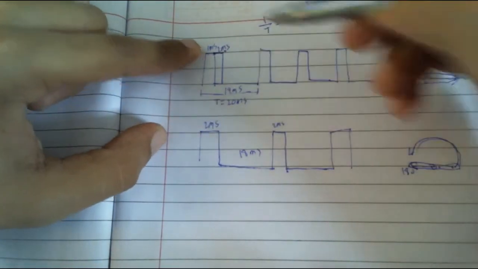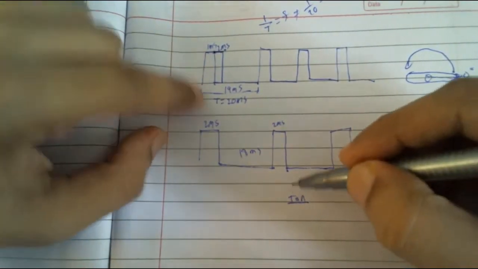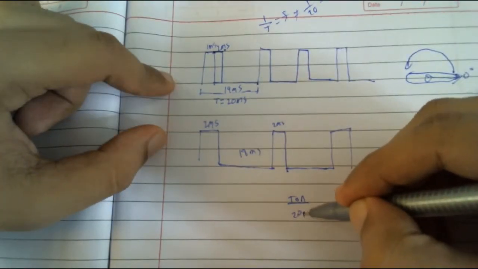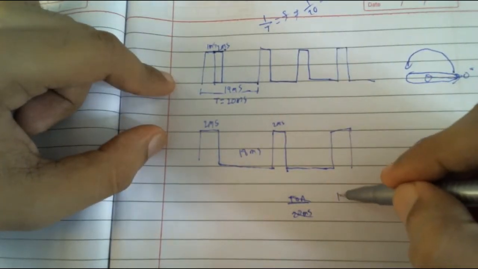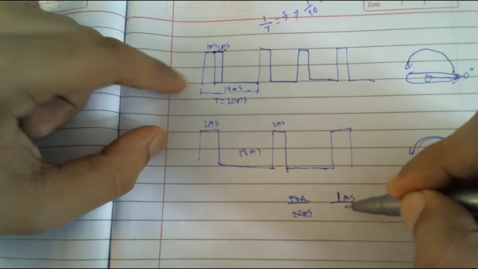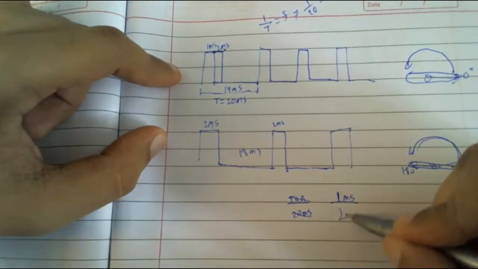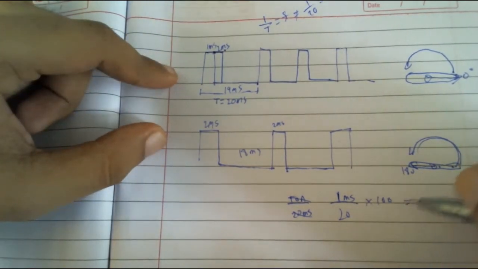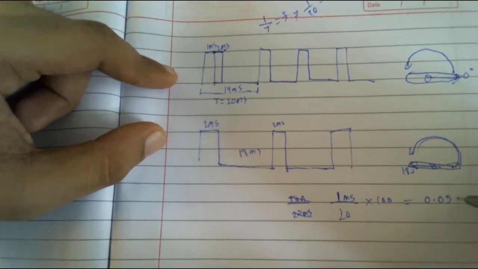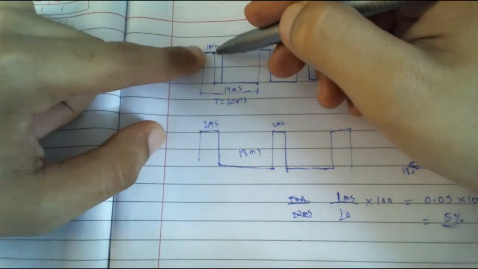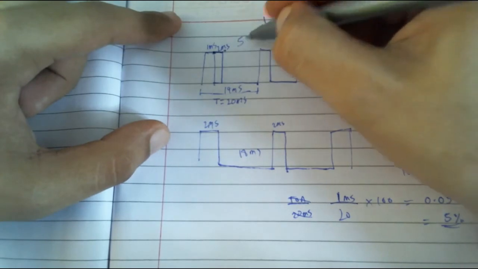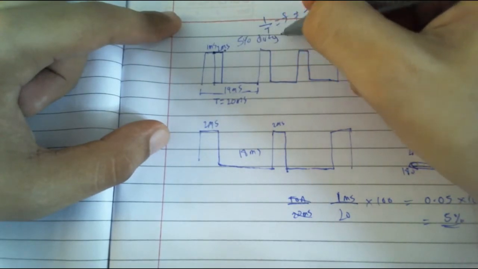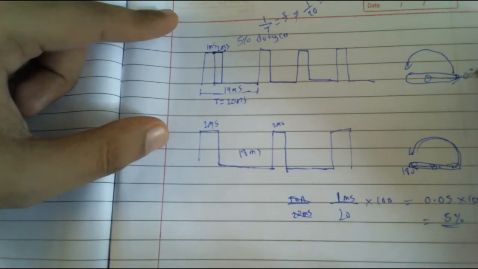T on is equal to 1 millisecond. So T on upon total time, which is 20 milliseconds, we directly substitute T on equal to 1 millisecond and total time is 20, into 100. So 1 divided by 20 is 0.05, into 100. So that gives us 5% duty cycle. So at 5% duty cycle, the motor is at 0 degrees.